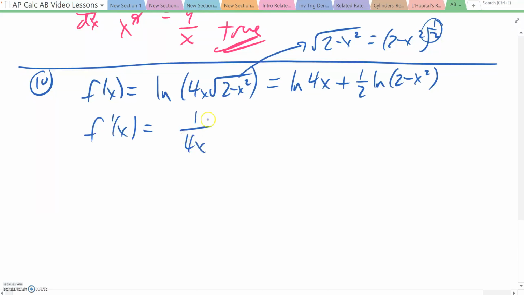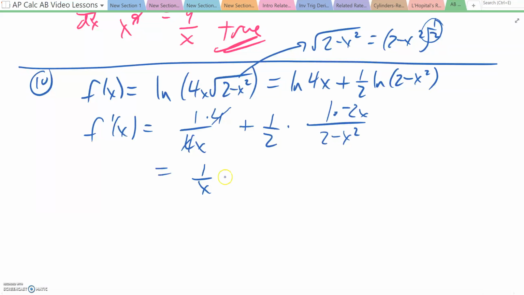So here goes, 1 over 4x times the derivative of the 4x, which is 4, plus 1/2 times the derivative of ln of the stuff, which is 1 over the stuff, times the derivative of the stuff. Make sure you get a times symbol there. Clean it up a little bit. You'll get a 1 over x plus, or should I say minus, let's go minus because of this guy right here. We'll take that negative 2 and bring it out front. In fact, the 2's will cancel, so that's kind of nice.